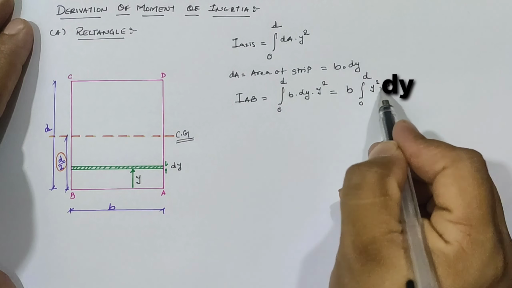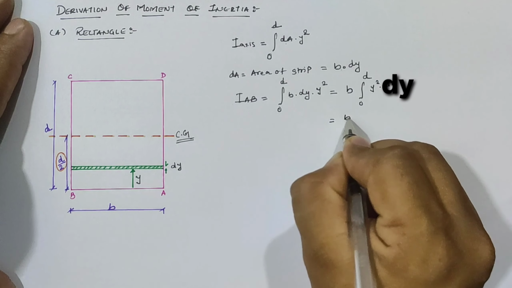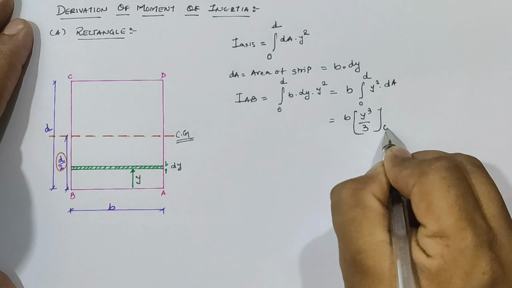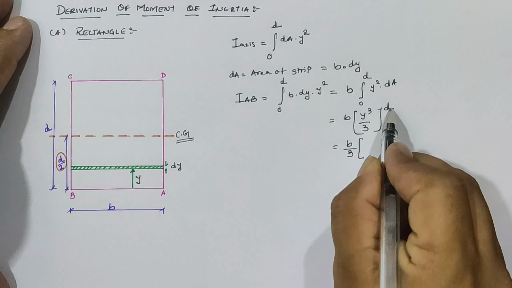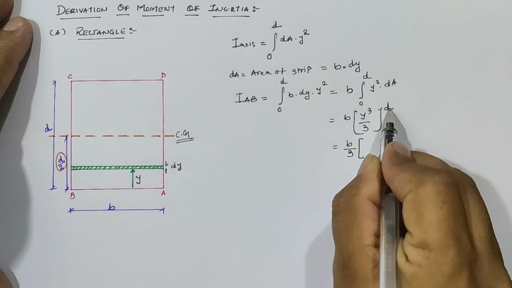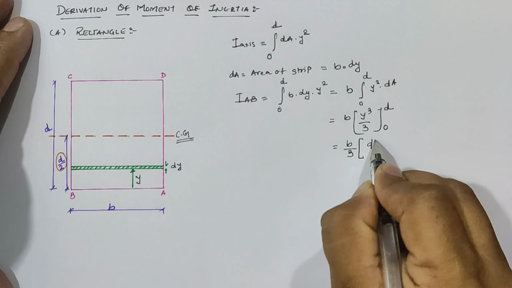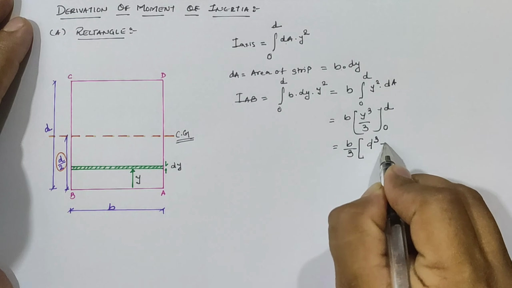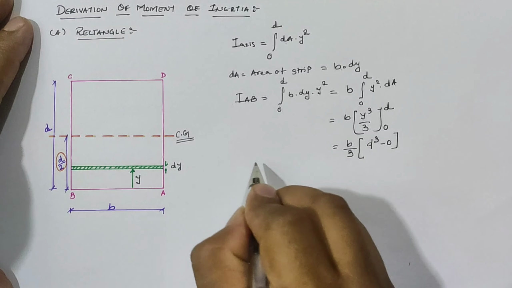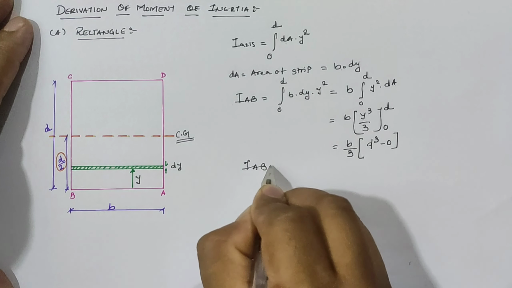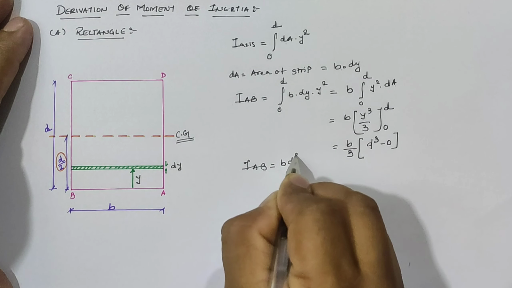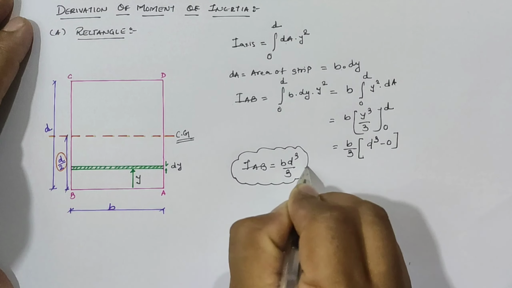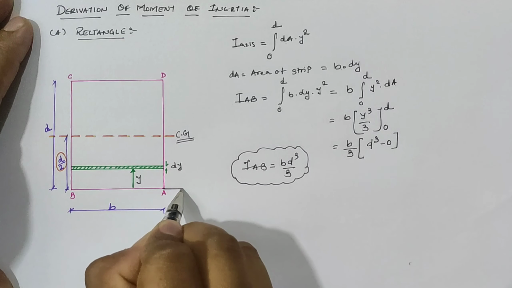Now integration of y square gives y cube by 3, and limit is 0 to d. Now from limit, if we put y equal to d, our value is d cube, and for 0 it is 0, hence our answer for I_AB is equal to bd cube by 3, which indicates the value for moment of inertia at the particular base.